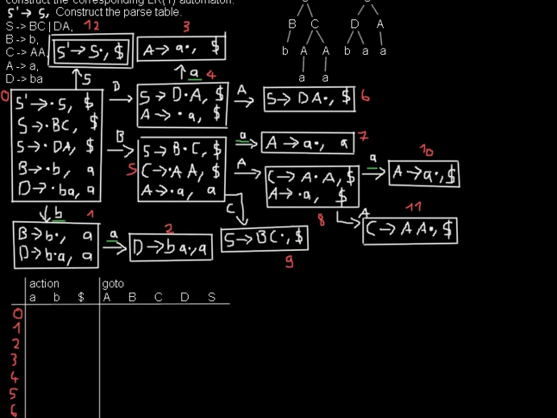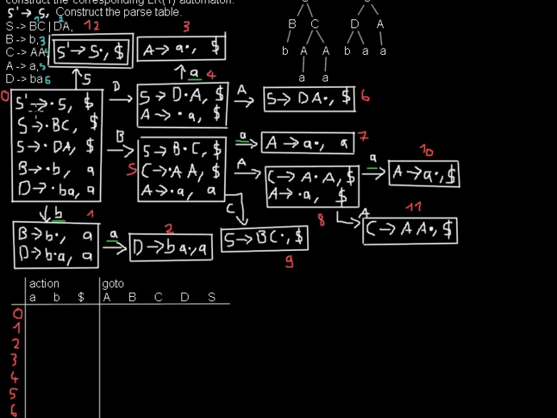And I nearly forgot something. I have to give the rules numbers as well. I don't need a number for the rule that I added. But I can say that S goes to B, C, M, A is rule number 1. And S goes to DA is rule number 2. This is rule number 3, 4, 5, and 6. And now I would like to fill the table.